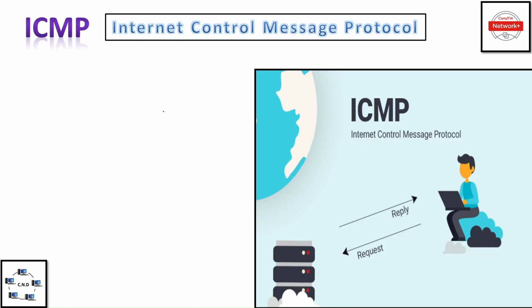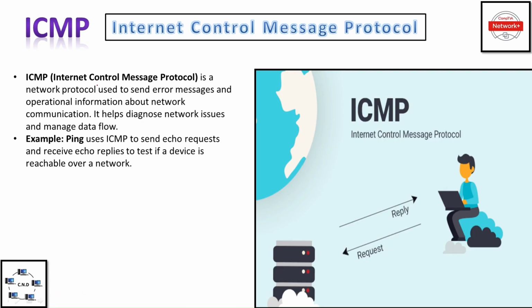ICMP, that is Internet Control Message Protocol. ICMP is a network protocol used to send error messages and operational information about network communication. It helps diagnose network issues and manage data flow. For example, Ping uses ICMP to send echo requests and receive echo replies to test if a device is reachable over the network.